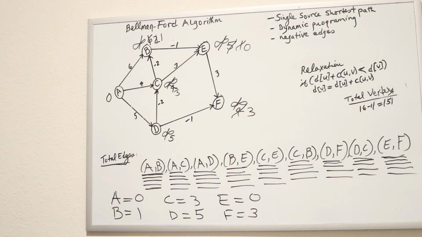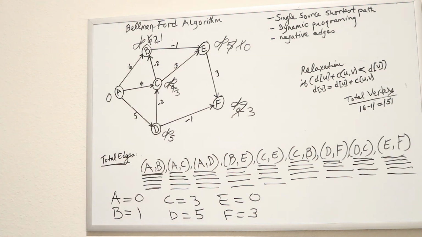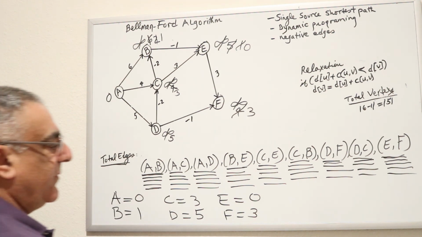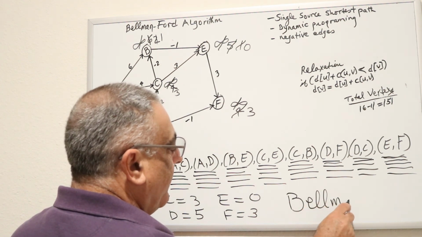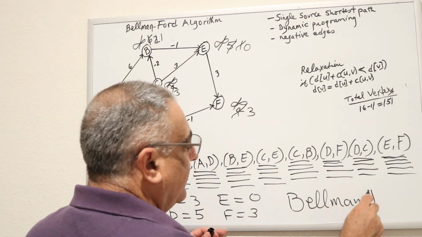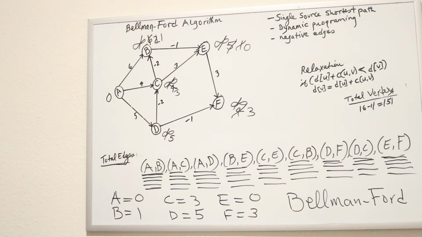So those are the shortest paths. If you look back here, that's why it's dynamic programming, and I was able to accept negative edges. Okay, and so this is what's known as the Bellman-Ford algorithm, a single source shortest path algorithm. Thank you.